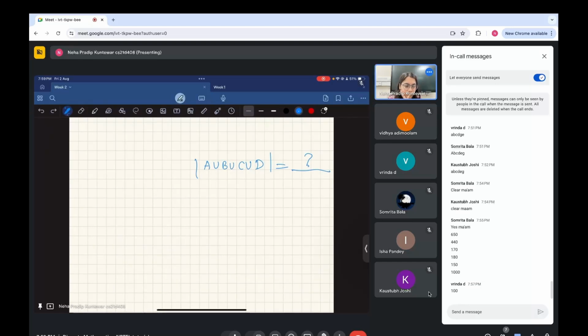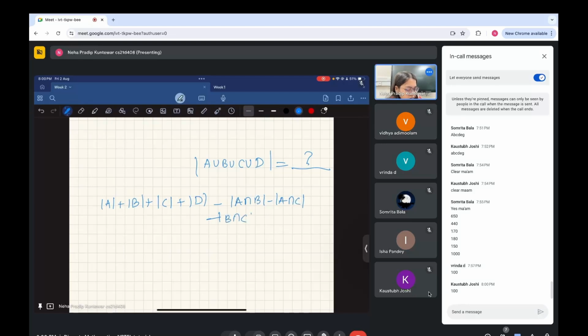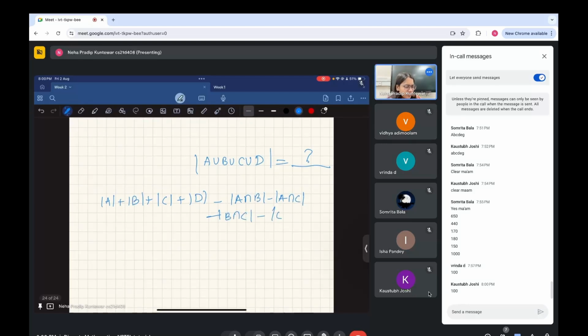Okay, so maybe I'll just describe the idea. I'll just write down the expression. So you add the cardinalities of all the sets, then you subtract the pairwise intersections of the sets, which is minus A intersection B, minus A intersection C, minus B intersection D. There are four sets here, and you are choosing 2 at a time in a pair. So the total number would be 4 times 3 by 2, which is 6. So you end up getting six pairs here.